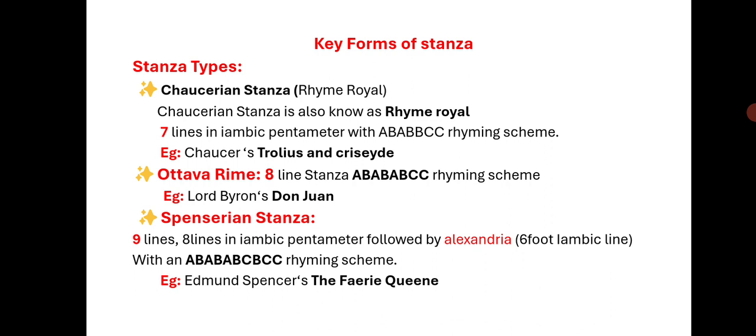Next is Spenserian stanza. It was named after Edmund Spenser. 9 lines, 8 lines in iambic pentameter, followed by an Alexandrine, a 6-foot iambic line, with ABABBCBCC rhyming scheme. It enhances the poem by its own rhythm and structure. It has a special music effect. For example, Edmund Spenser's Faerie Queene.